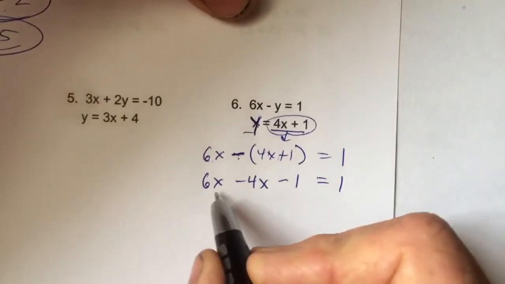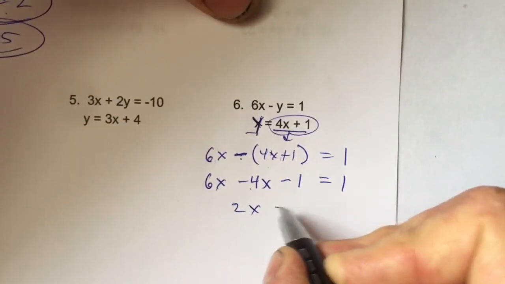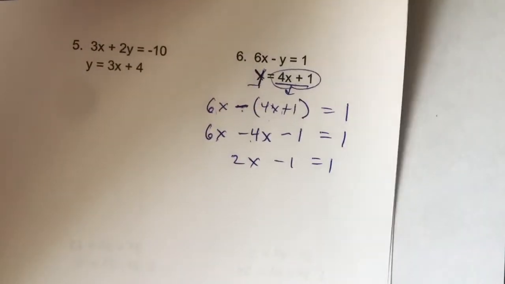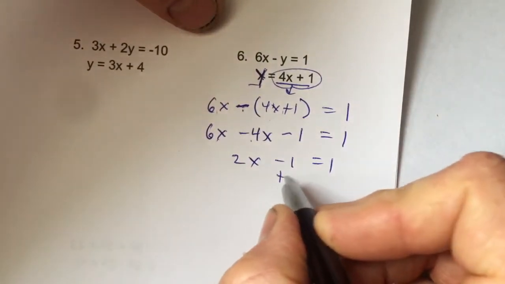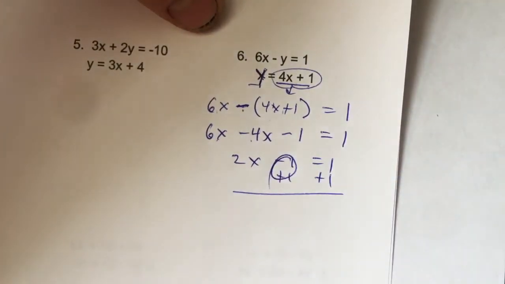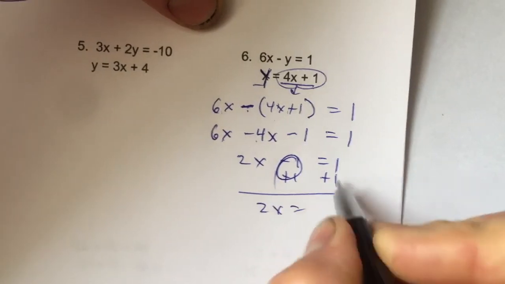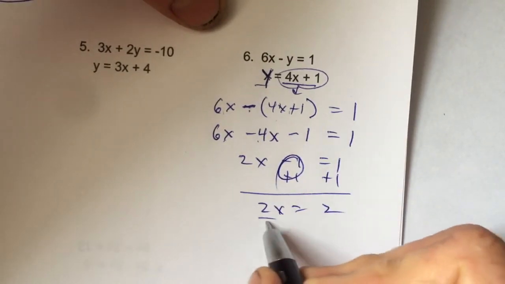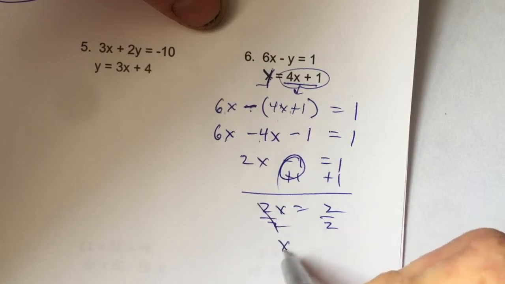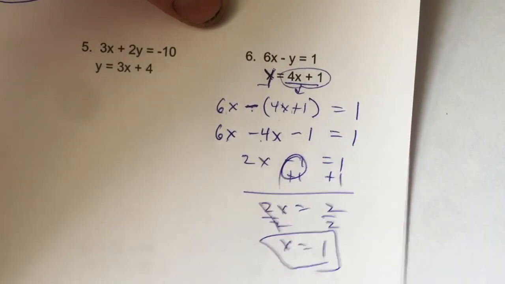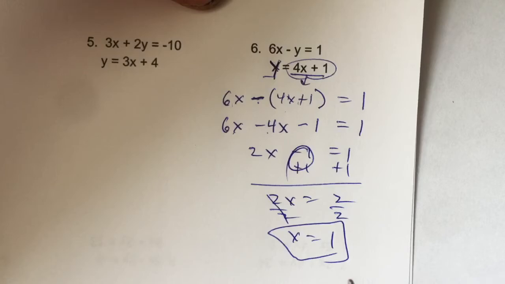And now my like terms, 6x minus 4x, would be 2x. And there you go. All right, so now I'm going to add 1 to both sides to make this go away. So 2x equals 1 plus 1 would be 2. And then I can divide by 2 on both sides, and x comes out to be 1. Okay? So x is 1.